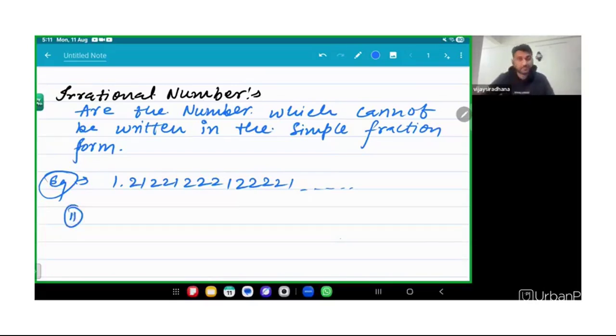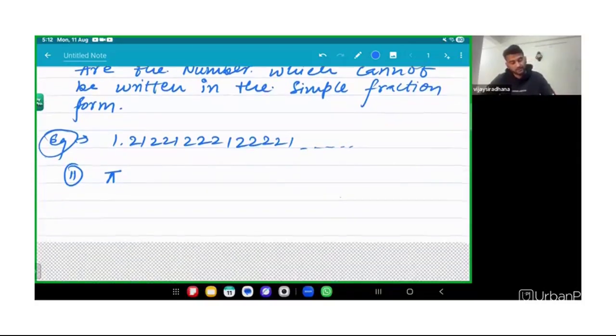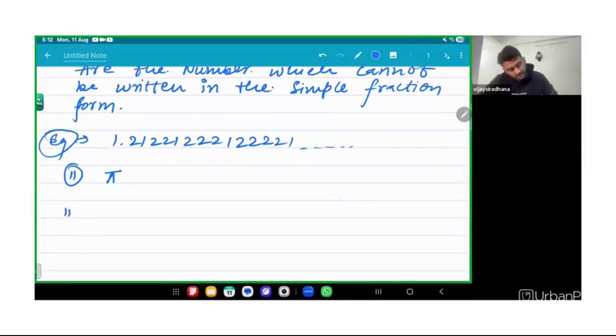Example number two, pi. You should always remember that pi is an irrational number. And the same thing: 4 minus pi, 4 pi, anything with pi, it's irrational.